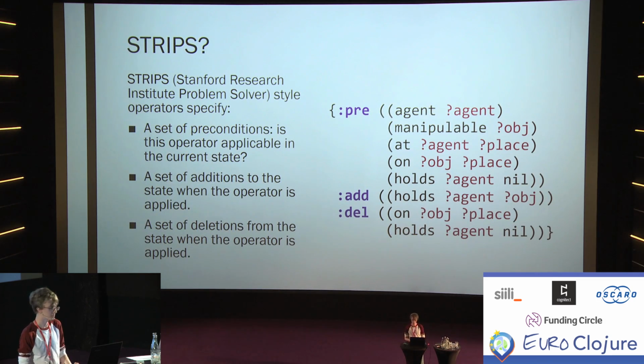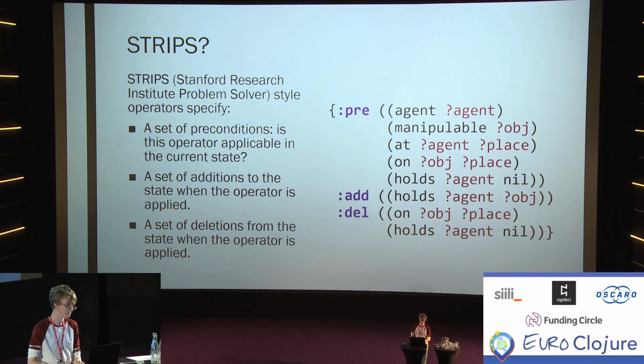So STRIPS, Stanford Research Institute Problem Solver, like I mentioned. There's a paper on this, quite an old paper from the 70s, but still a very, very good read. We have a set of preconditions. Now, not every operator is going to be applicable in every case. If our celery is on top of our keg of beer, we can't move the keg of beer.